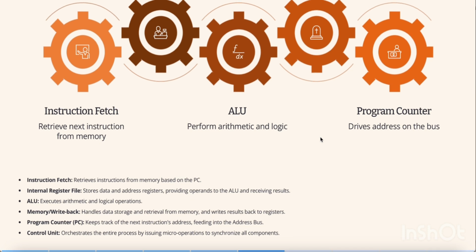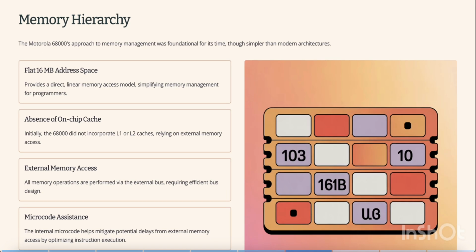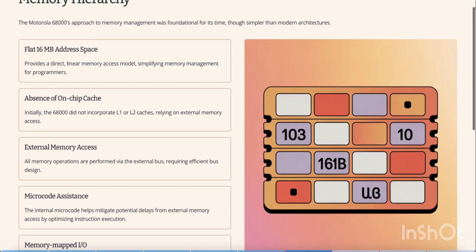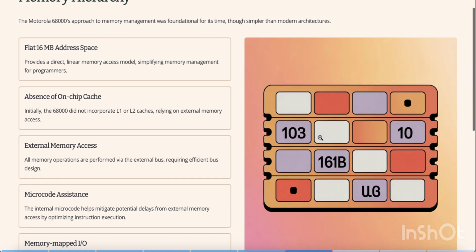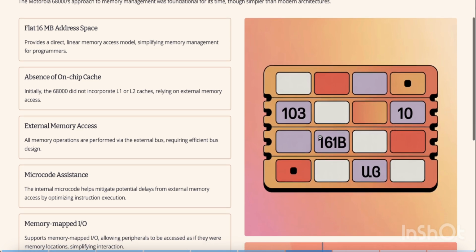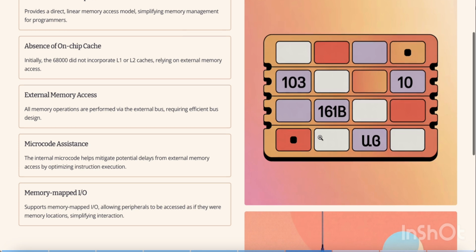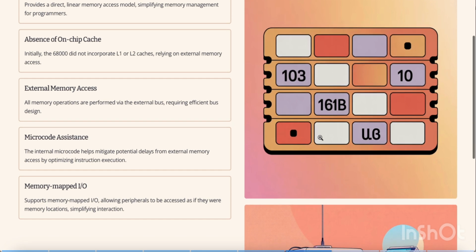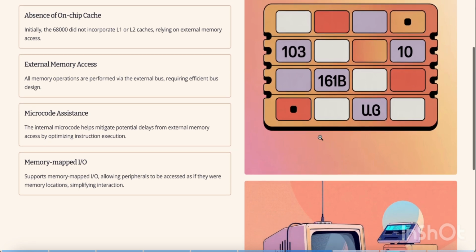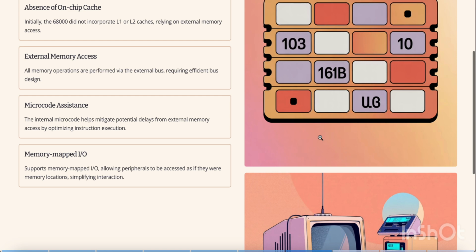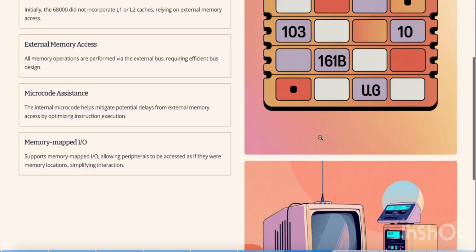Alright, so next we have a memory hierarchy. So, when the Motorola 68000 was released in the year 1979, its memory management skills were considered foundational. But now that we look at it as compared to modern architecture, they are quite simple to understand and they are not that complicated or that foundational.